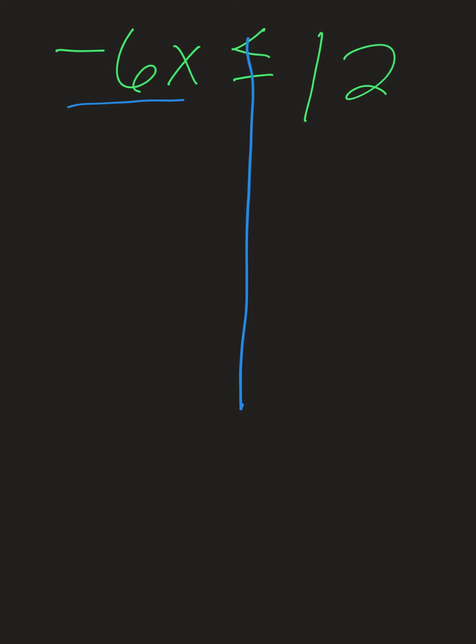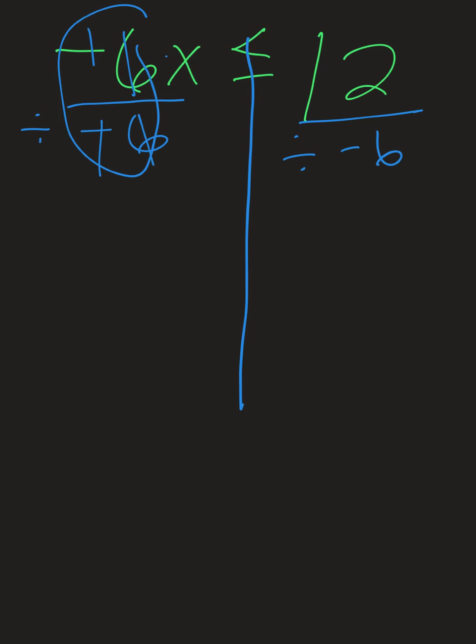I am going to divide both sides by negative 6 because this is negative 6 times x. There's nothing between those, so I'm dividing by negative 6. And remember, I divide by negative 6, not positive 6, because I want this to become positive. So x is truly alone. 12 divided by negative 6 gives me negative 2.